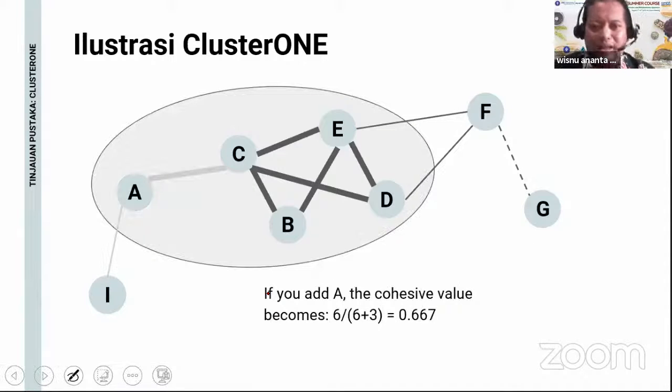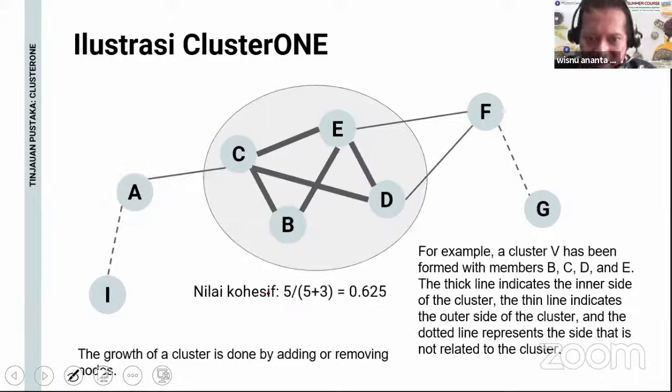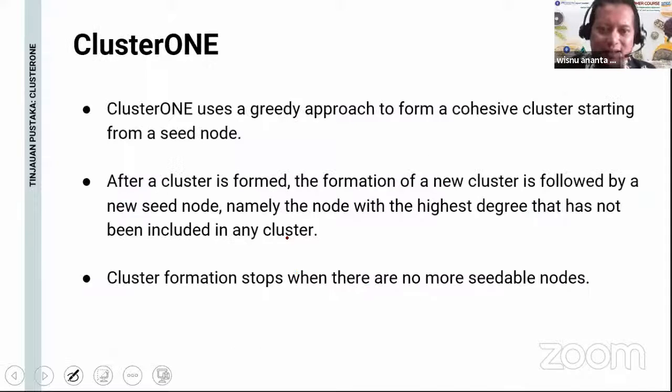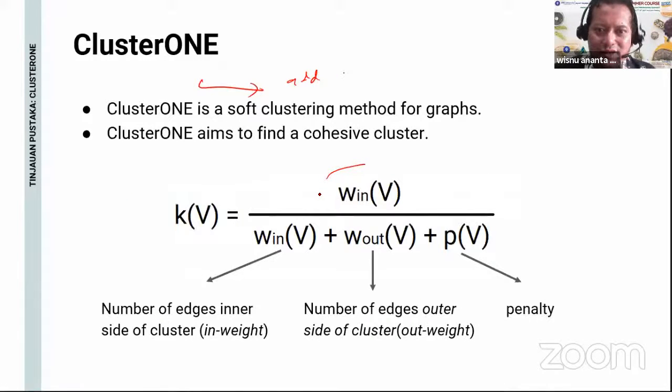So if you add, for example, A, the first cohesiveness value is 0.625, because we have 5 inner links here: 1, 2, 3, 4, 5. The formula is: the number of edges inside the cluster, divided by the number of edges inside the cluster plus the number of edges outside the cluster plus a penalty. But in this case, we assume the penalty is 0.